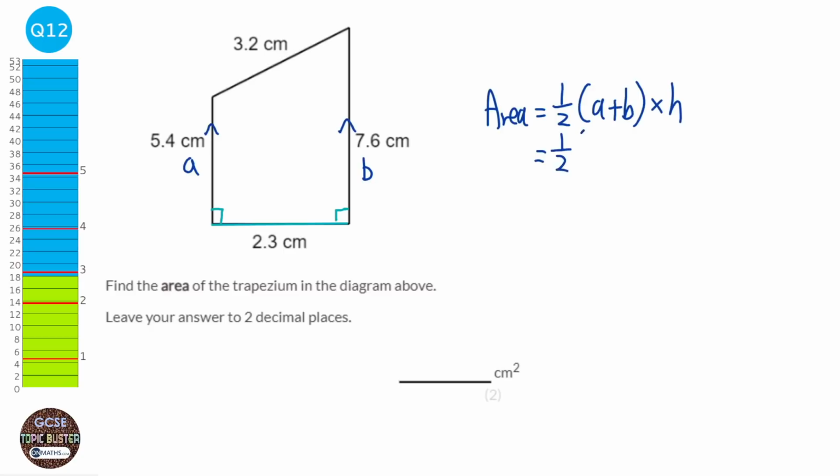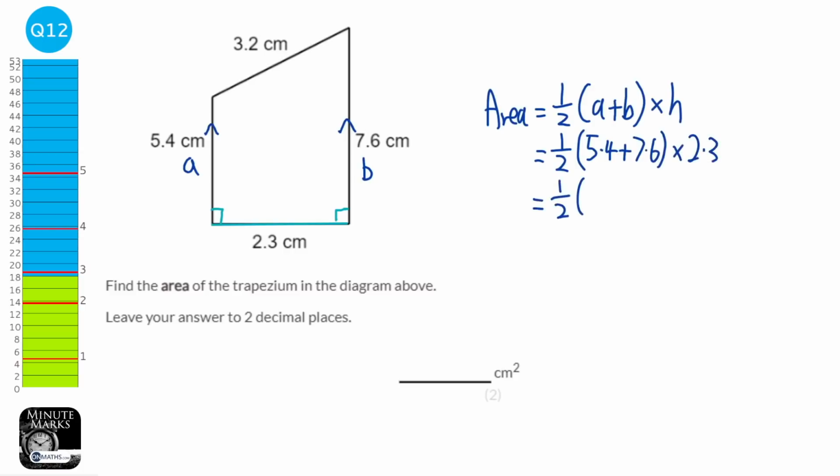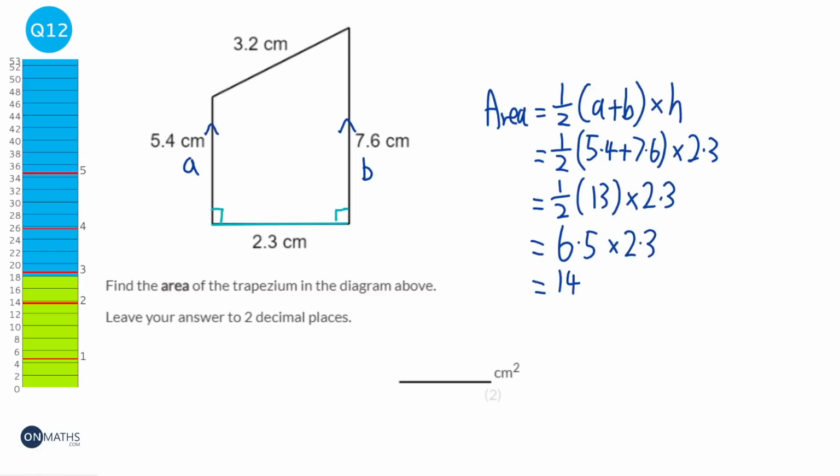So half times 5.4 plus 7.6 times 2.3. So that's going to be half of 13 times 2.3. And that's going to be 6.5 times 2.3. Then that will be 14.95. All the units are in centimetres, therefore the unit of the area will be in centimetres squared.